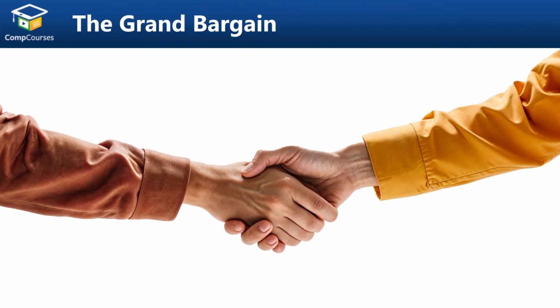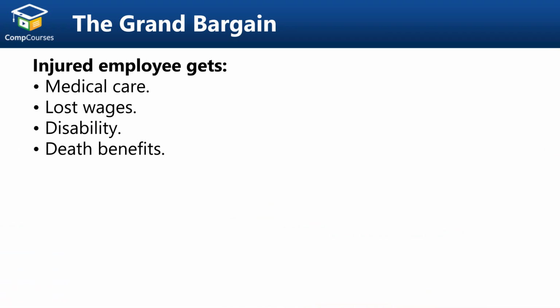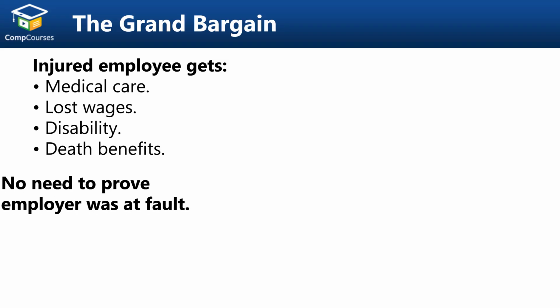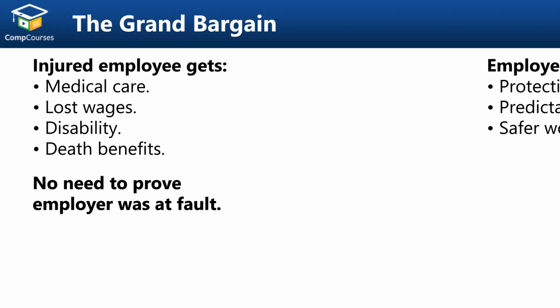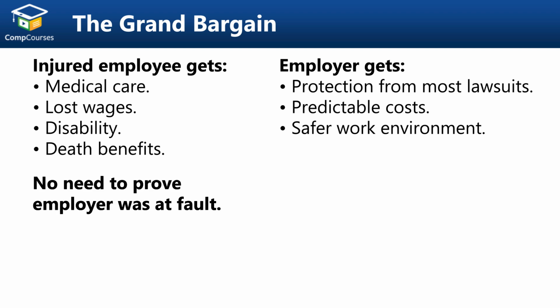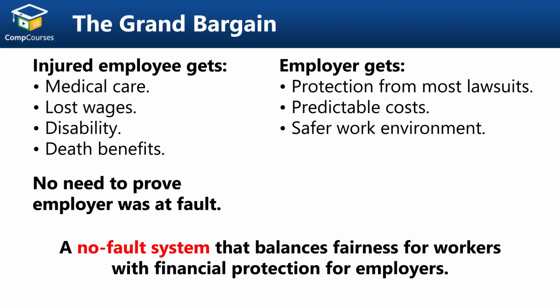And that's where the grand bargain is born. This is a deal where the workers get guaranteed benefits, and in return, employers get protection from lawsuits. Now, the injured employee is guaranteed benefits such as medical care, lost wages, disability, and death benefits in some cases, without the need to prove that the employer was at fault. And the employer gets protection from most lawsuits by injured workers. They have predictable costs through insurance instead of unpredictable court awards. And employers and insurance have a reason to invest in safer workplaces, since fewer injuries, of course, mean fewer claims. As a result, we have a no-fault system which balances fairness for workers with financial protection for employers.